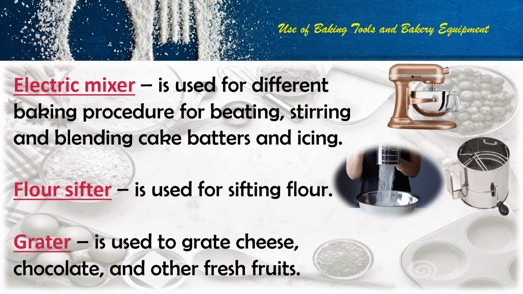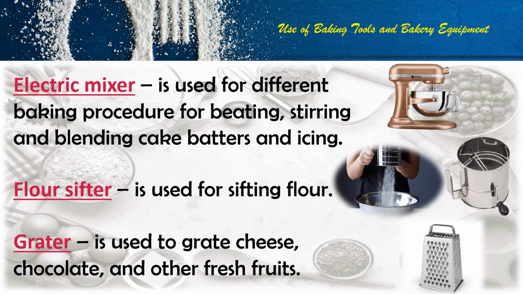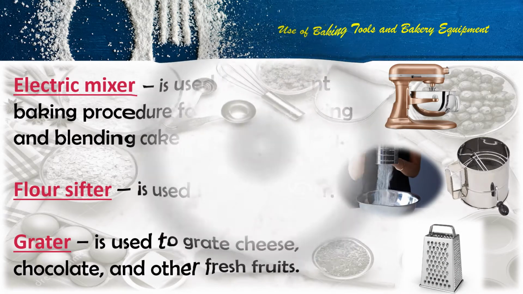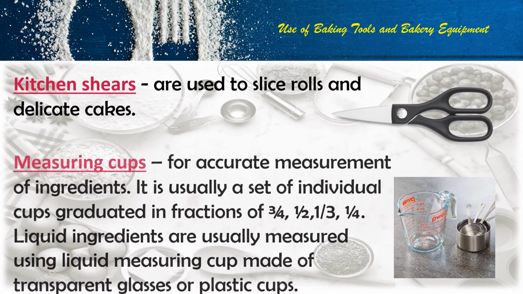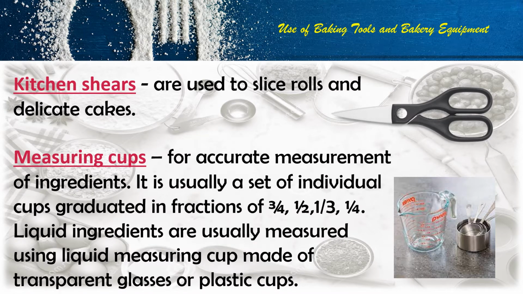And then we have the grater. Grater is used to grate cheese, chocolate, and other fresh fruits. Next, kitchen shears. It is used to slice rolls and delicate cakes. Measuring cups. It is used for accurate measurement of ingredients. It is usually a set of individual cups graduated in fractions of 3/4, 1/2, 1/3, 1/4.